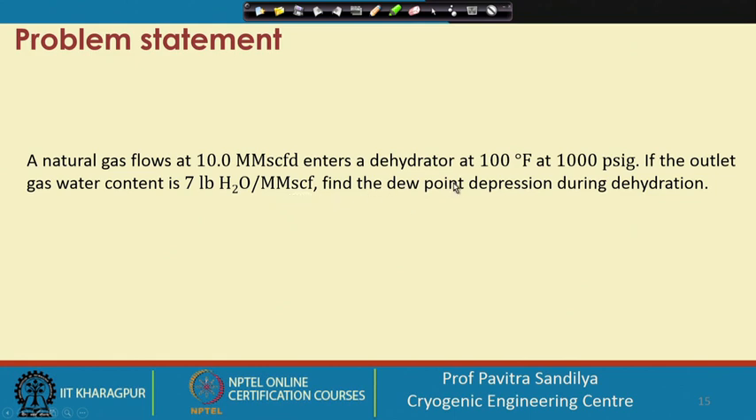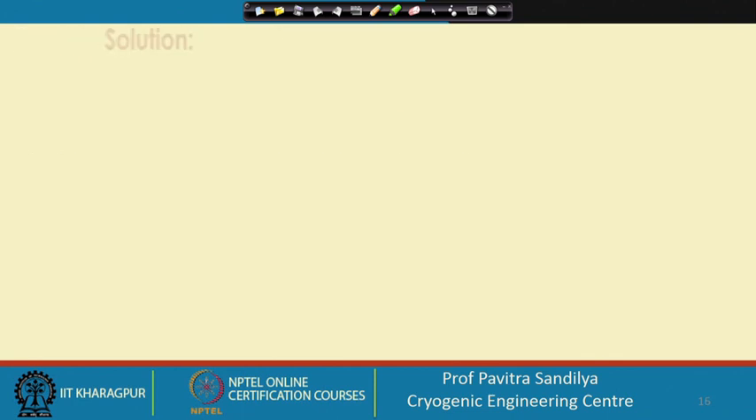Now here you have to see that the natural gas is getting dehydrated, and we assume that this 100 degrees Fahrenheit is the dew point at which the dehydration is taking place, and due to dehydration the amount of water reduces to this value. So we need to find out what would be the decrease in the dew point, because as we know, with the change in the water content the dew point of the natural gas also changes, and as the water content decreases, so does the dew point.